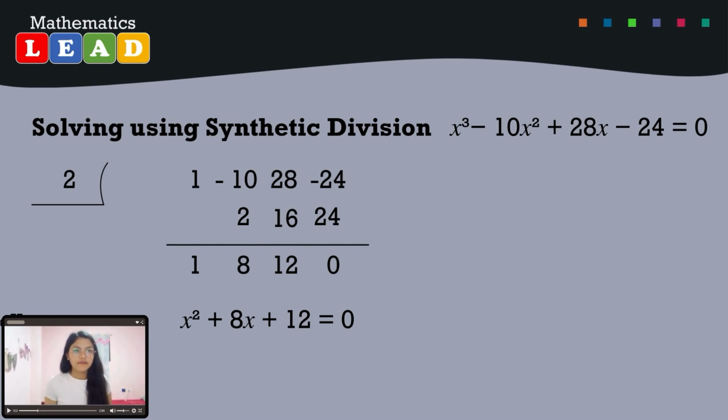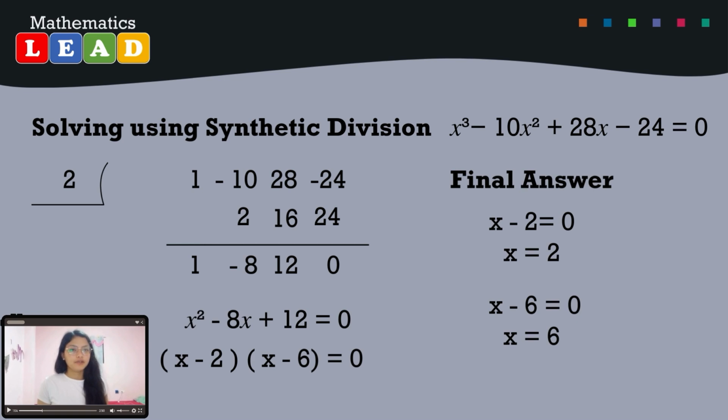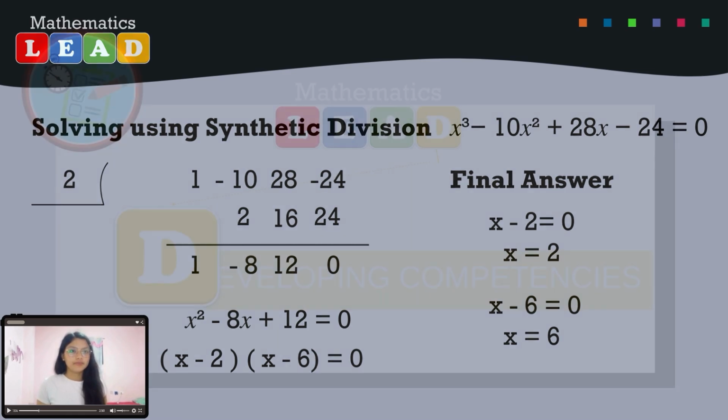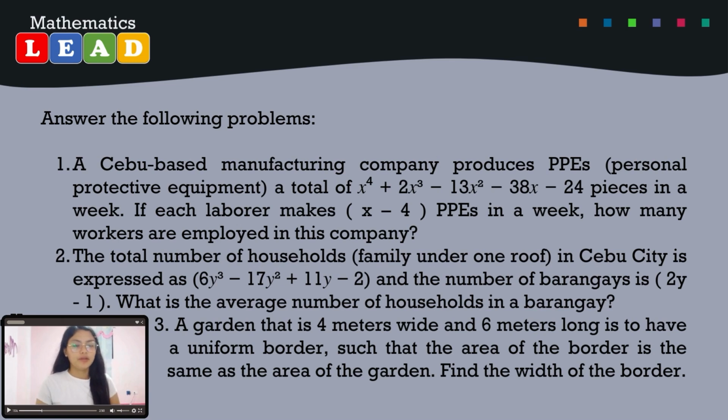Answering this, we will be having x squared minus 8x plus 12 is equal to 0. Factoring this will result to x minus 2 times x minus 6 is equal to 0. And we will have 2 and 6 as our final answers. Lastly, we will be having our developing competencies. Students should answer the following problems.